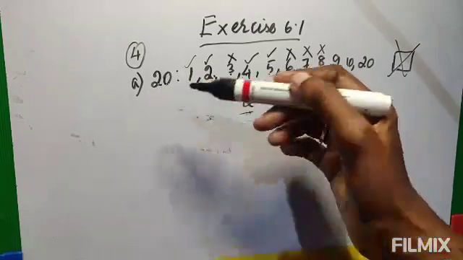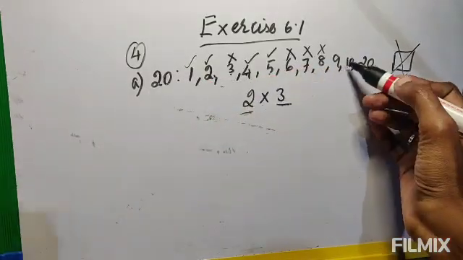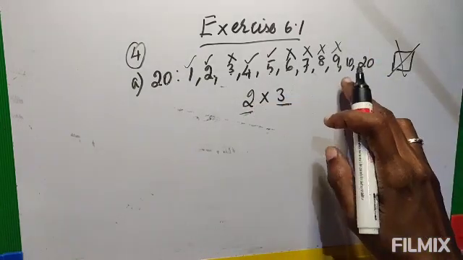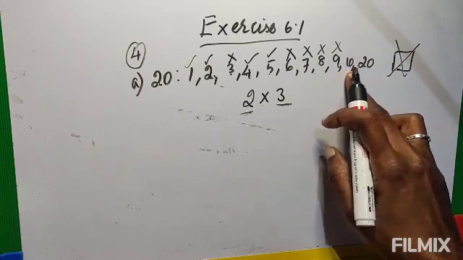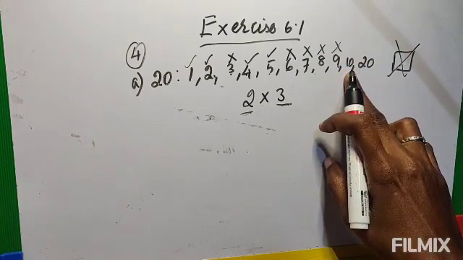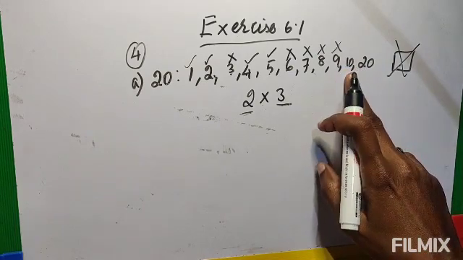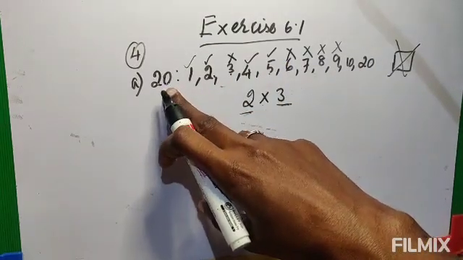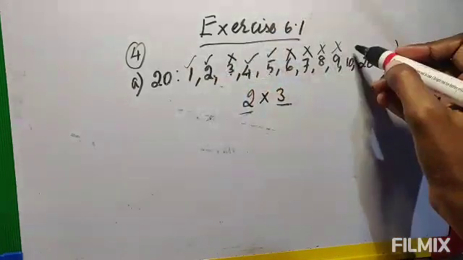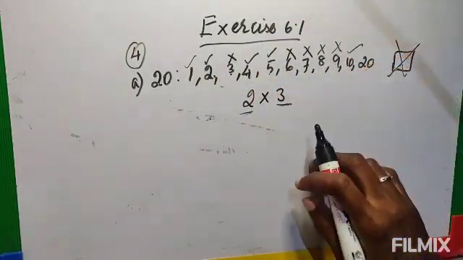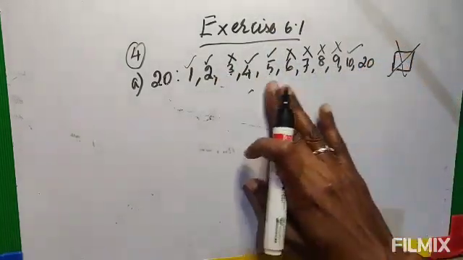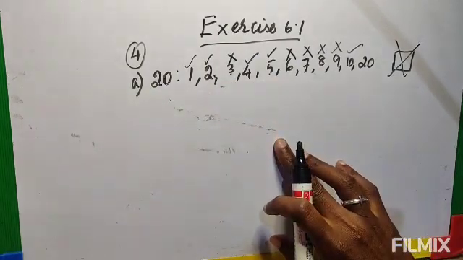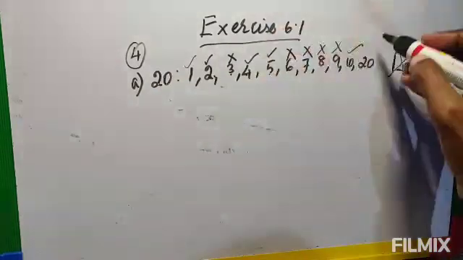So 2 plus 0, 2 will not be divisible by 9, so 9 cannot be a factor of 20. Again 10. If a number is divisible by 10, it will end in 0. Since 20 ends in 0, 10 is a factor of 20. Again, every number is a factor of itself, so 20 is a factor of 20.